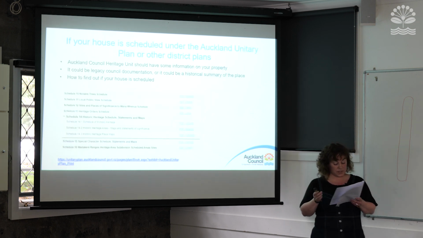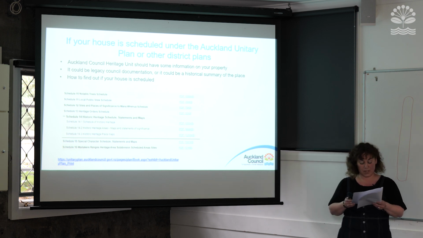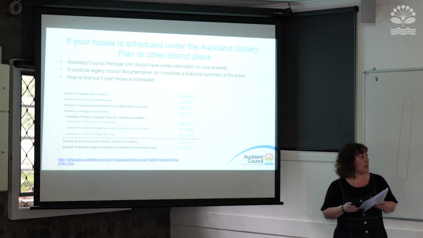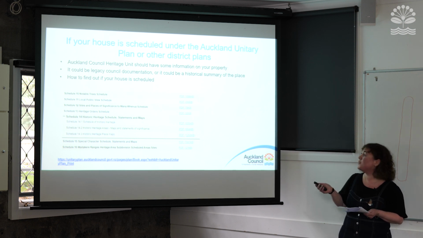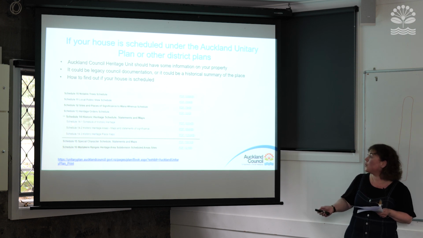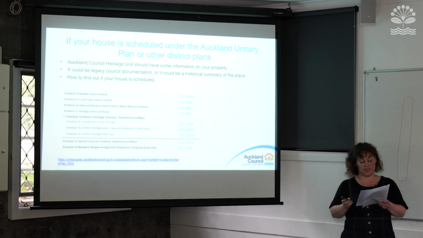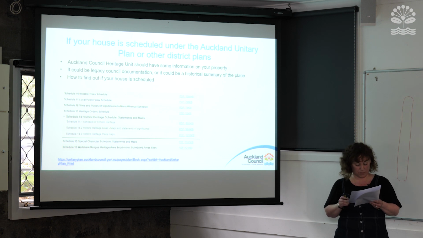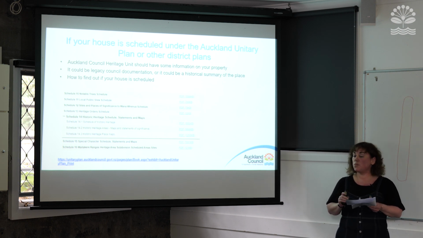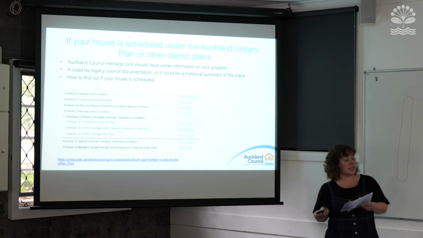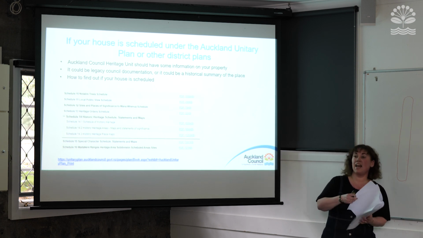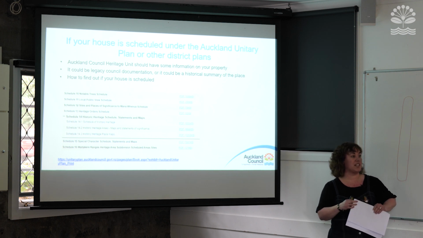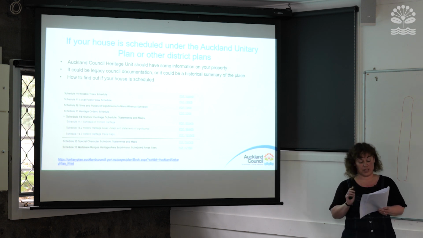And if your house is scheduled under the Auckland Unitary Plan, the Heritage Unit should have some information about your house. You can find out, you probably should know, but if you want to check, you can find out if your house is scheduled through 14.1, and just plug in the address and you'll find it there, or plug in the deposited plan number. The amount of information we will hold will vary. It could be Legacy Council documentation, or it could be a historical summary written by me or another historian along the way. And the best way to find out about that is to contact us at the Heritage Unit if your house is scheduled.